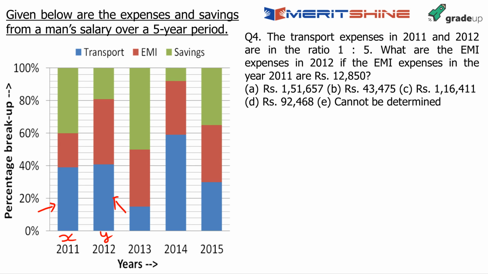The transport expenses in 2011 and 12. So we are comparing these two values. I'll assume the salary for 11 as X again, as I've been doing till now, and the salary for 2012 as Y. Fine. The transport expenses in 11 and 12 are in the ratio 1:5. Now look at transport expenses here. Can I say that this is like 39 here and this looks like 41? But can I broadly say that 39 and 41 are almost the same in terms of percentage?